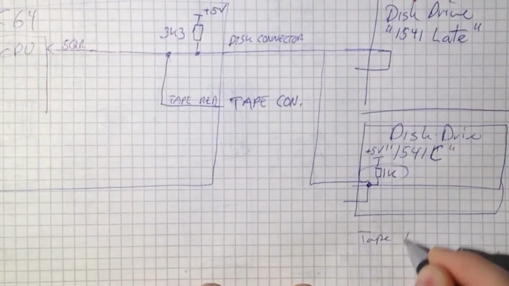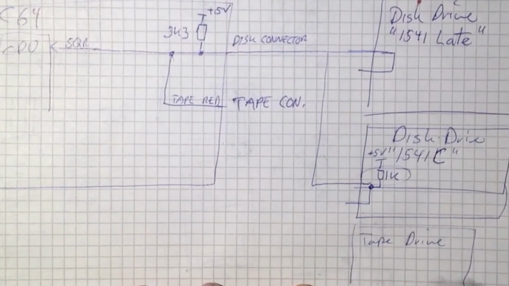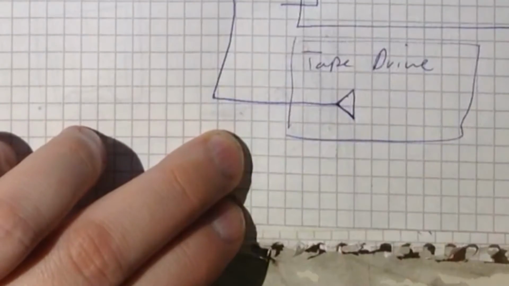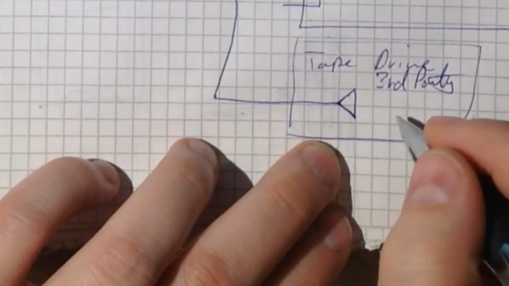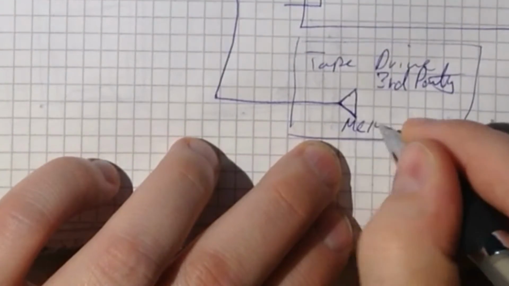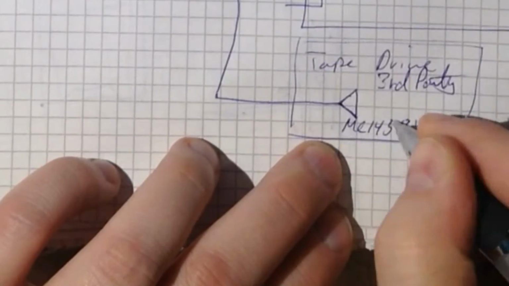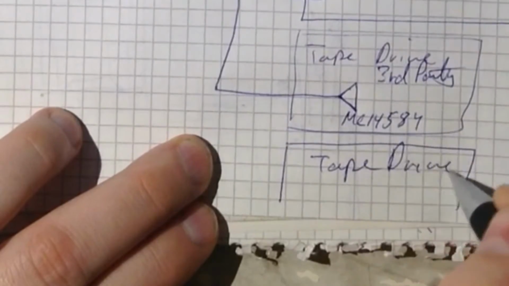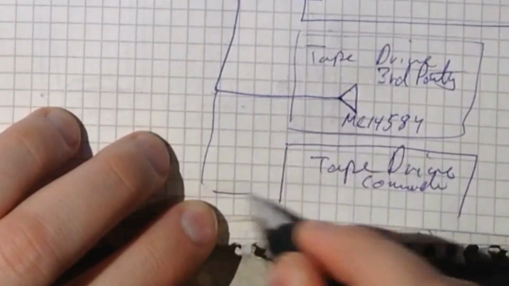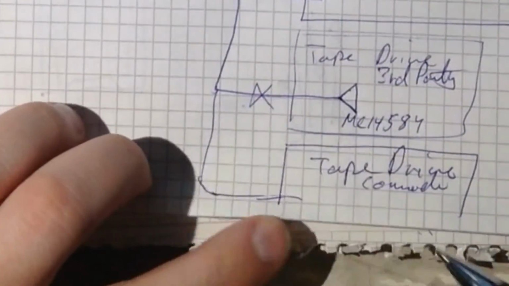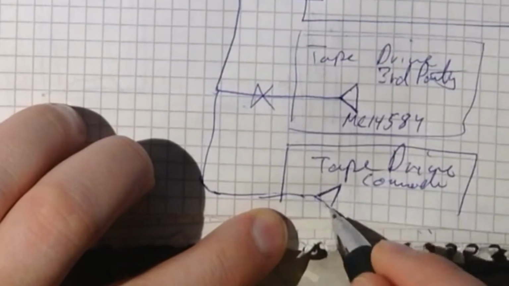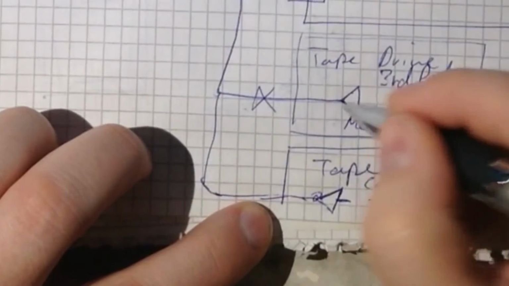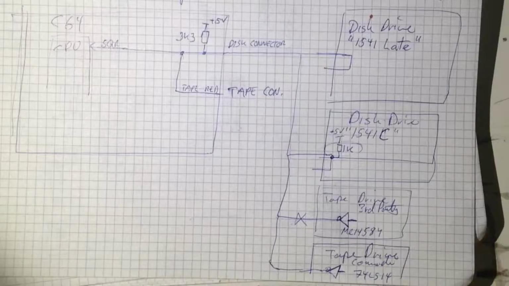Let's go back to the schematics again, or the diagram. The third-party tape drive has the MC14584 driver, and then the Commodore tape drive, and the driver in that drive has a 74LS14 driver. Actually, these drivers are inverters.